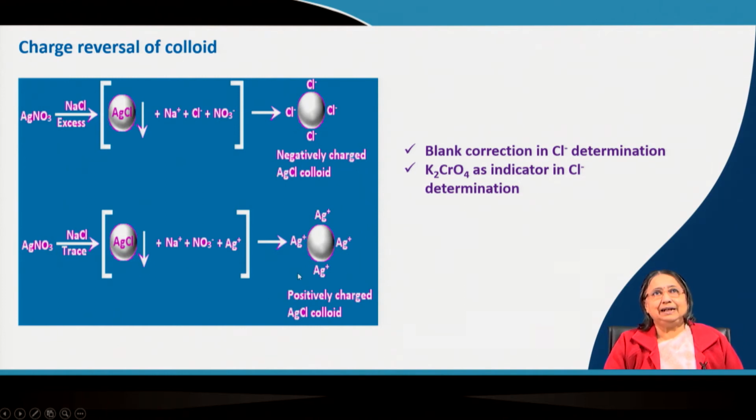So, now you will get the positively charged colloid. Same silver chloride in both cases, but in one case because chloride is in excess, it will be stabilized by chloride ion, and in the other case because silver is in excess, it will be stabilized by silver ion.